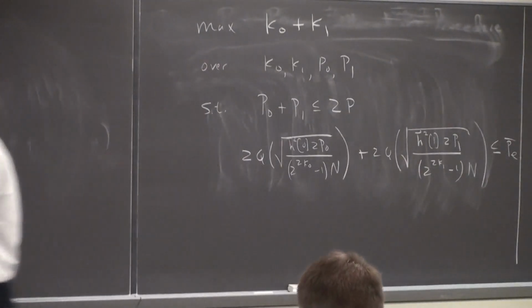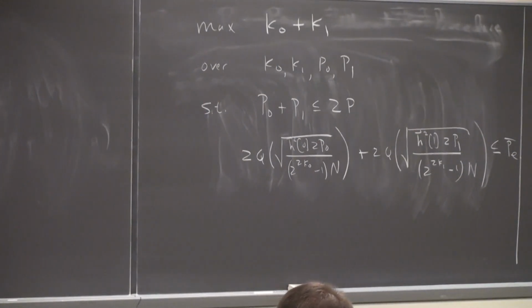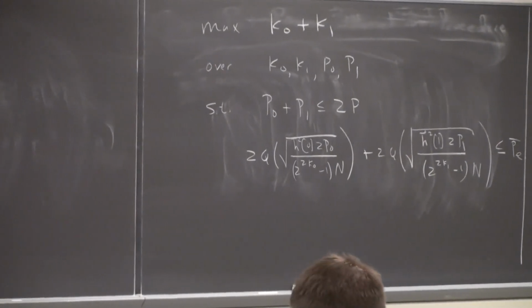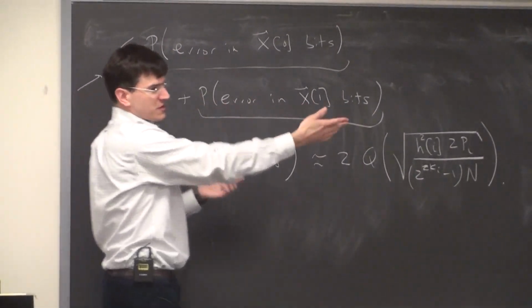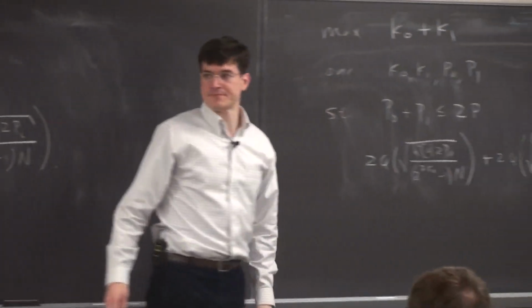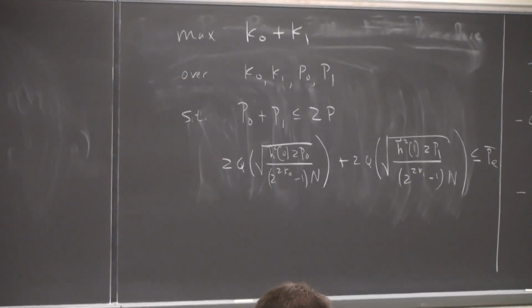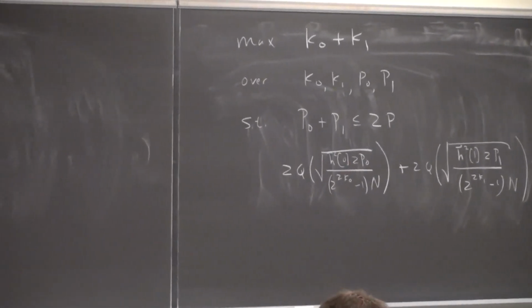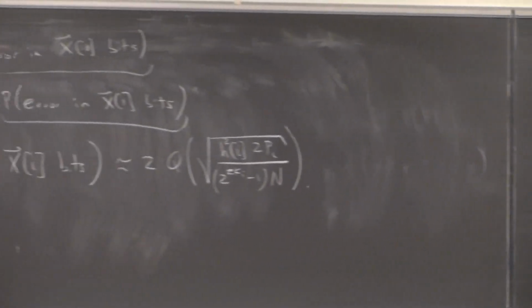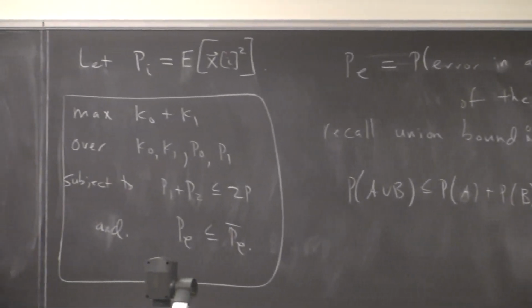All I'm doing is taking the error probability of the overall system and upper bounding it, or approximating it, by its union bound. We do that because we know an expression for each of these probabilities individually. Probably the union not so much, but each of the two individually we have an expression for, so you plug that in and you get this optimization problem. Okay? People with me so far?